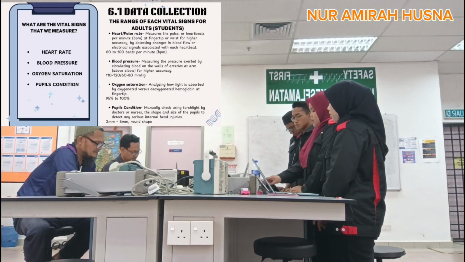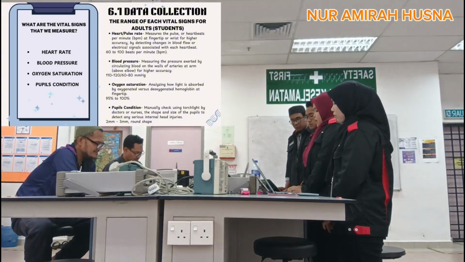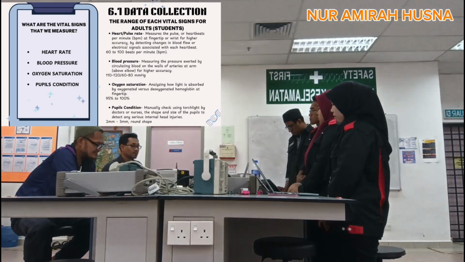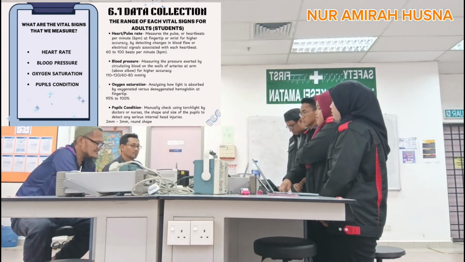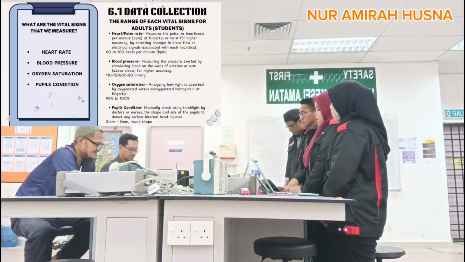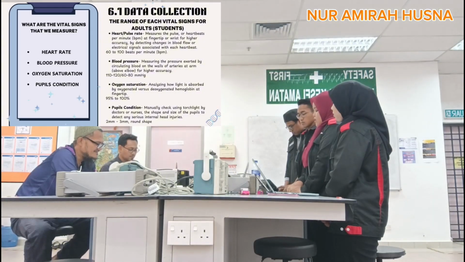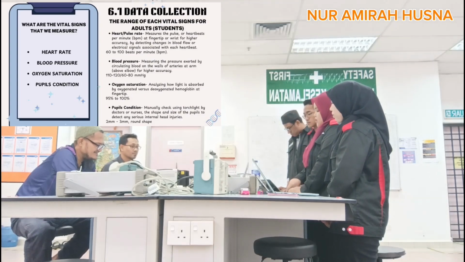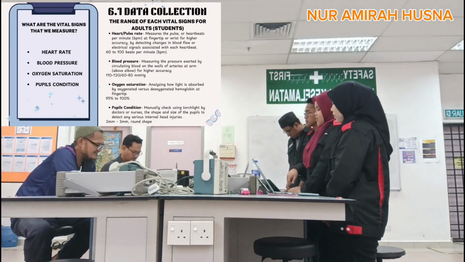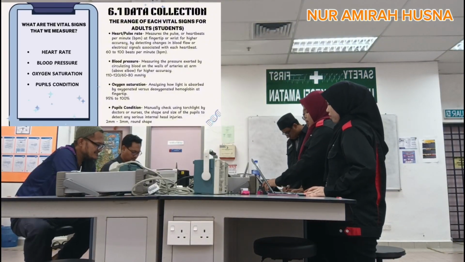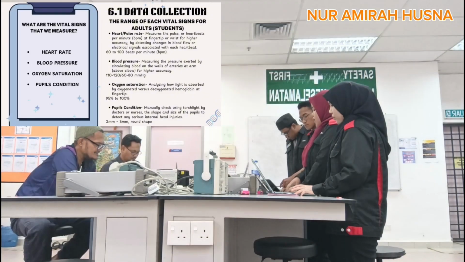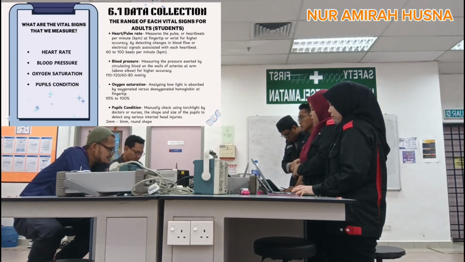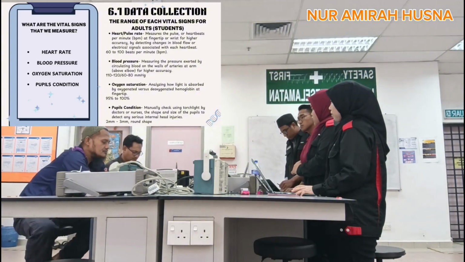The next is blood pressure. We measure the pressure exerted by circulating blood on the walls of the artery, at the arm above the elbow for more accurate data collection. The normal range for adults is 110 to 120 for systolic and 60 to 80 for diastolic, in millimeters of mercury. Next is oxygen saturation. We analyze how light is absorbed by oxygenated versus deoxygenated hemoglobin at the fingertip. The normal range is 95% to 100%.